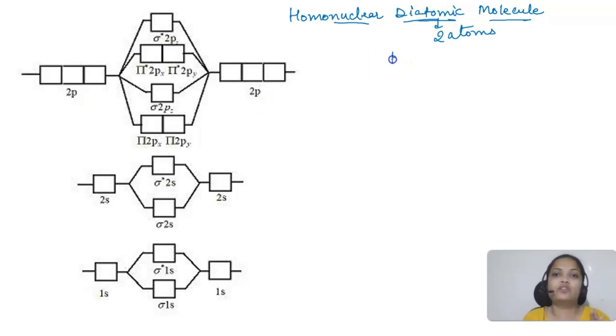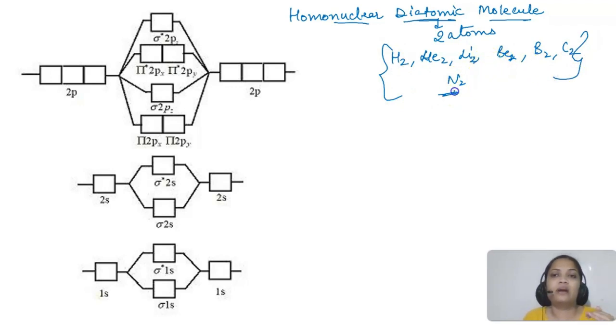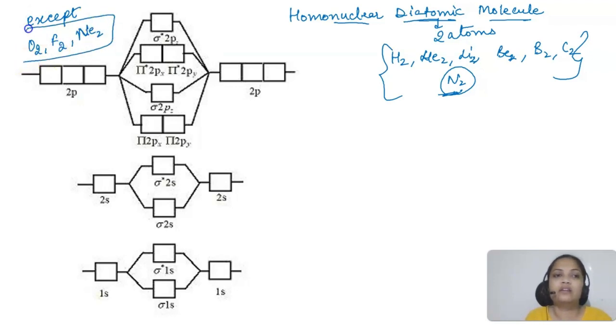If it's hydrogen, so H2, then He2, Li2, Be2, boron 2, carbon 2, nitrogen 2. So it is up to nitrogen. Keep that in mind. We are talking about up to nitrogen. This diagram is not valid for oxygen, fluorine and neon. I will tell you what the difference is. So keep that in mind, write it down as an exception. Oxygen, fluorine and neon. Of course neon doesn't exist, but here we are considering it. So this diagram is not valid for those.